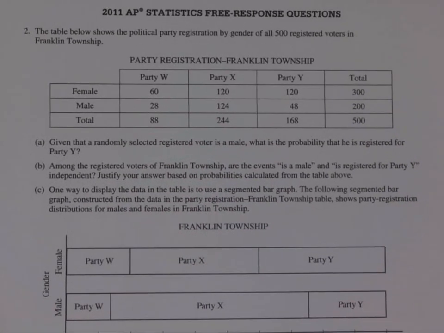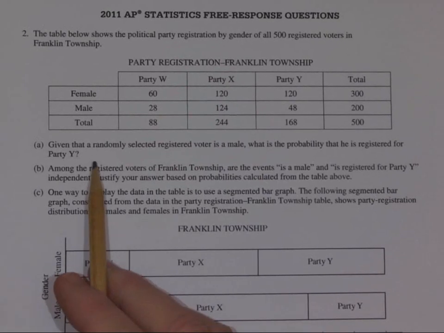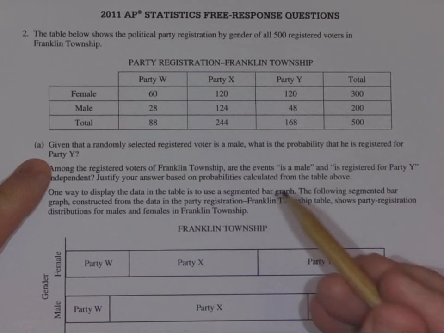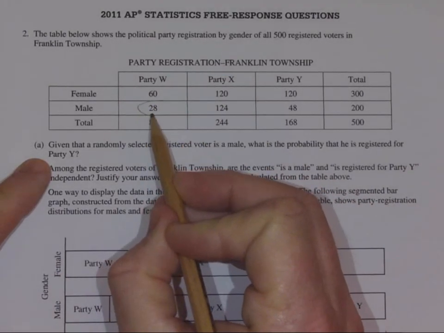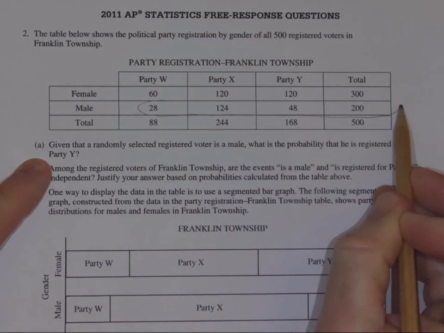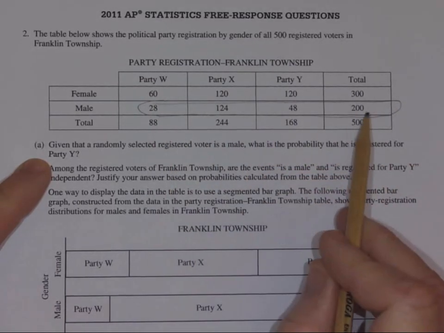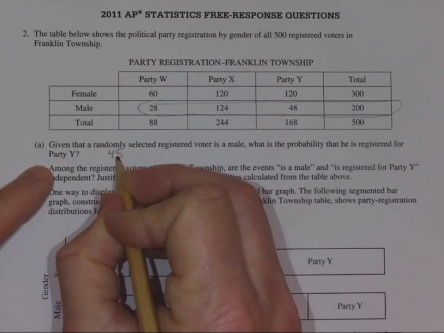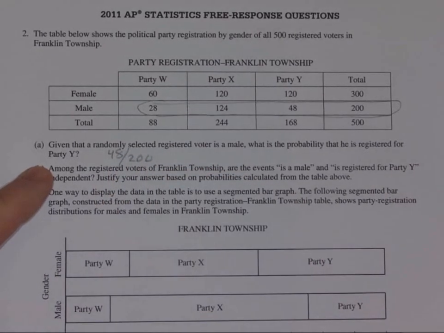So for this one, we have a two-way table, and it says, all right, given that a randomly selected registered voter is male, what's the probability of party Y? So given they're male, it's a conditional distribution. Given it's one of these 200 people, given it's one of the people in this row, what's the probability of party Y? And so all you have to say is just 48 out of 200. That's it. And that would be showing your work. That's all there is to that.